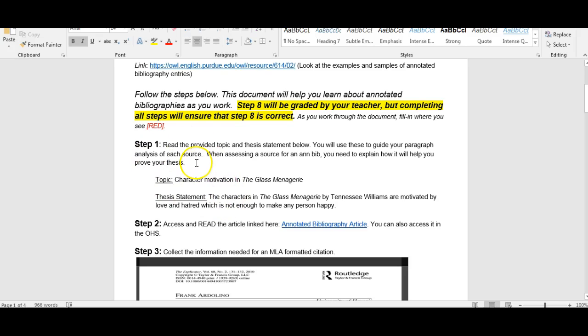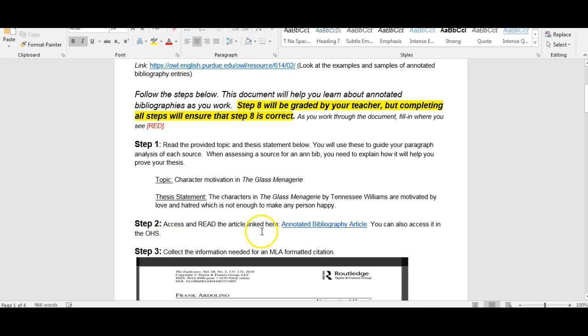So we have step 1. I want you to read this provided topic, character, motivation in the Glass Menagerie. Then you're going to use this to guide your paragraph analysis of each source. When assessing a source for an annotated bibliography, you need to explain how it will help you prove your thesis. The thesis statement that we are looking at here is: the characters in the Glass Menagerie by Tennessee Williams are motivated by love and hatred, which is not enough to make any person happy.